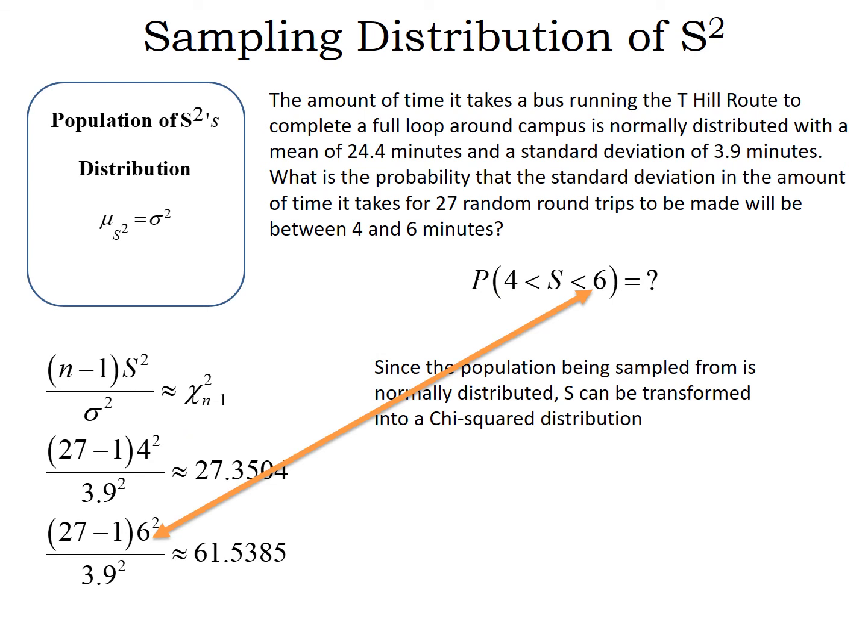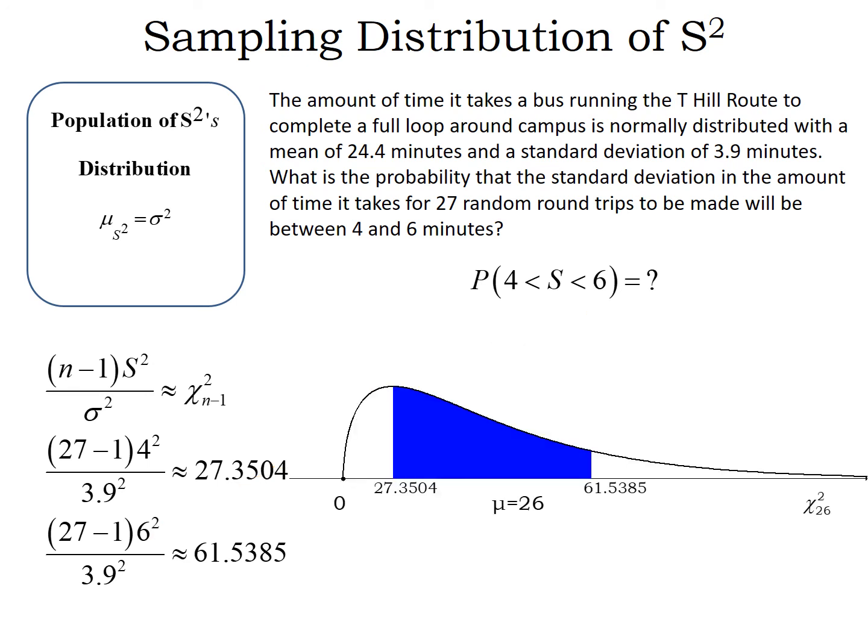Similarly, we want to turn the upper limit for S, which is 6 minutes, into a chi-squared score. So we're going to plug 6 into the equation. And so we're going to have 27 minus 1, sample size minus 1, times S squared divided by sigma squared. That is 61.5385. And so the probability that S is between 4 and 6 becomes the probability that your corresponding chi-squared scores show up between 27.3504 and 61.5385. And we find that using our chi-squared CDF. Again, lower limit, upper limit, degrees of freedom.